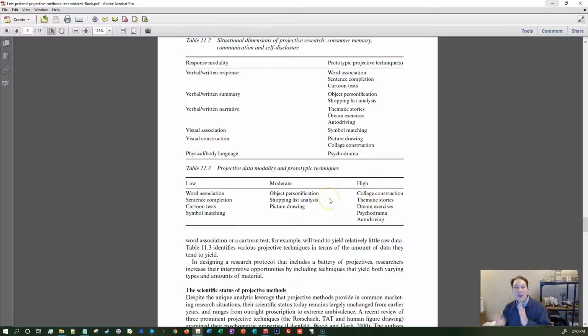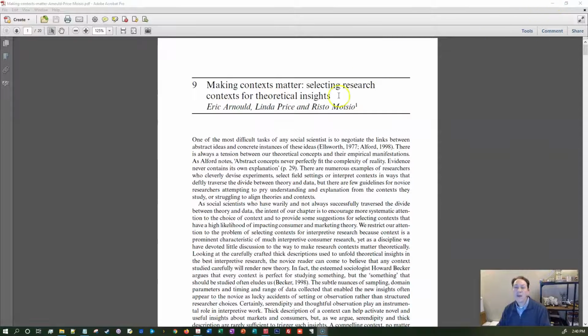So again, looking at these different projective techniques and understanding, here's why I would use these. Just because something sounds cool doesn't mean that it's necessarily the right thing to use for every type of research that I do. This is a great resource. Okay, I'm going to go through the last of our detailed articles here, and then I'm going to talk about a few of the practitioner articles.